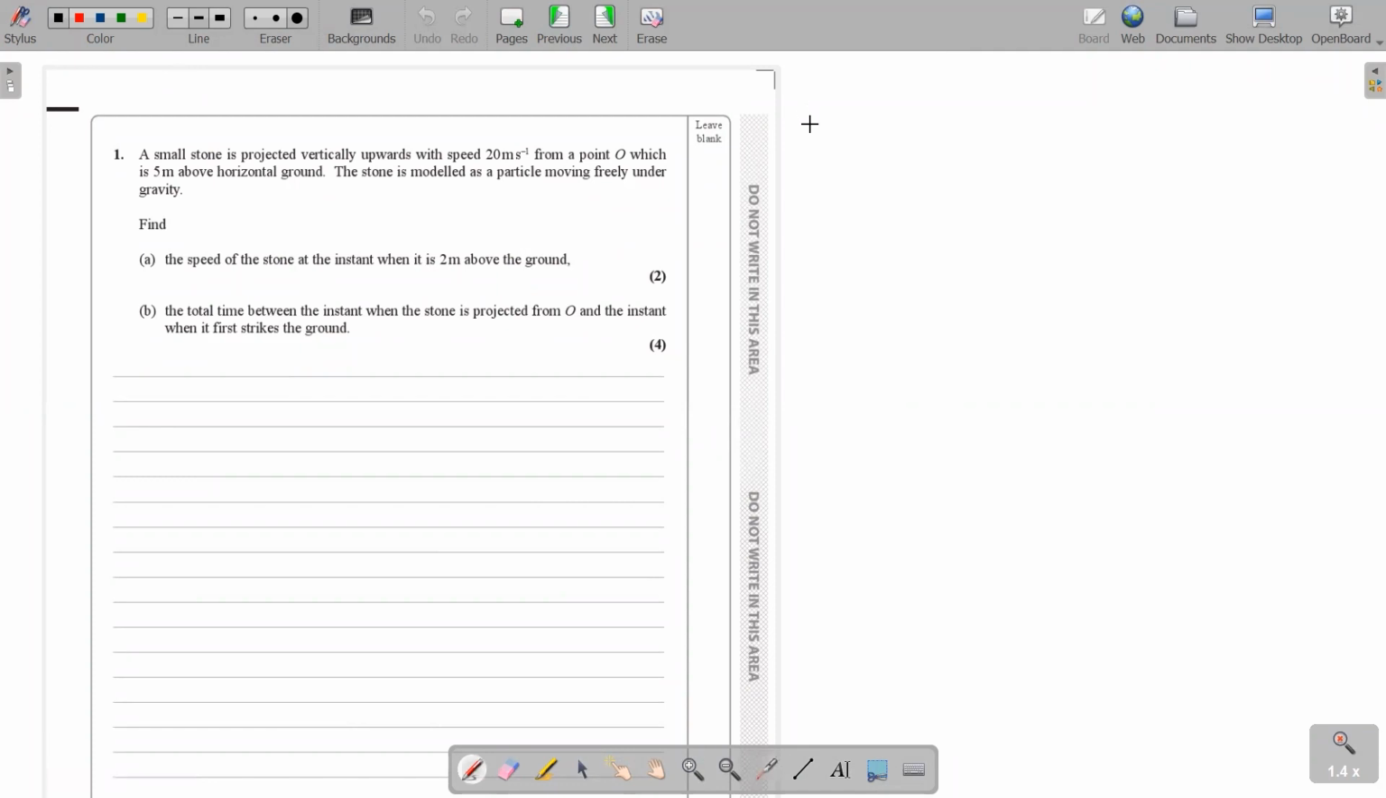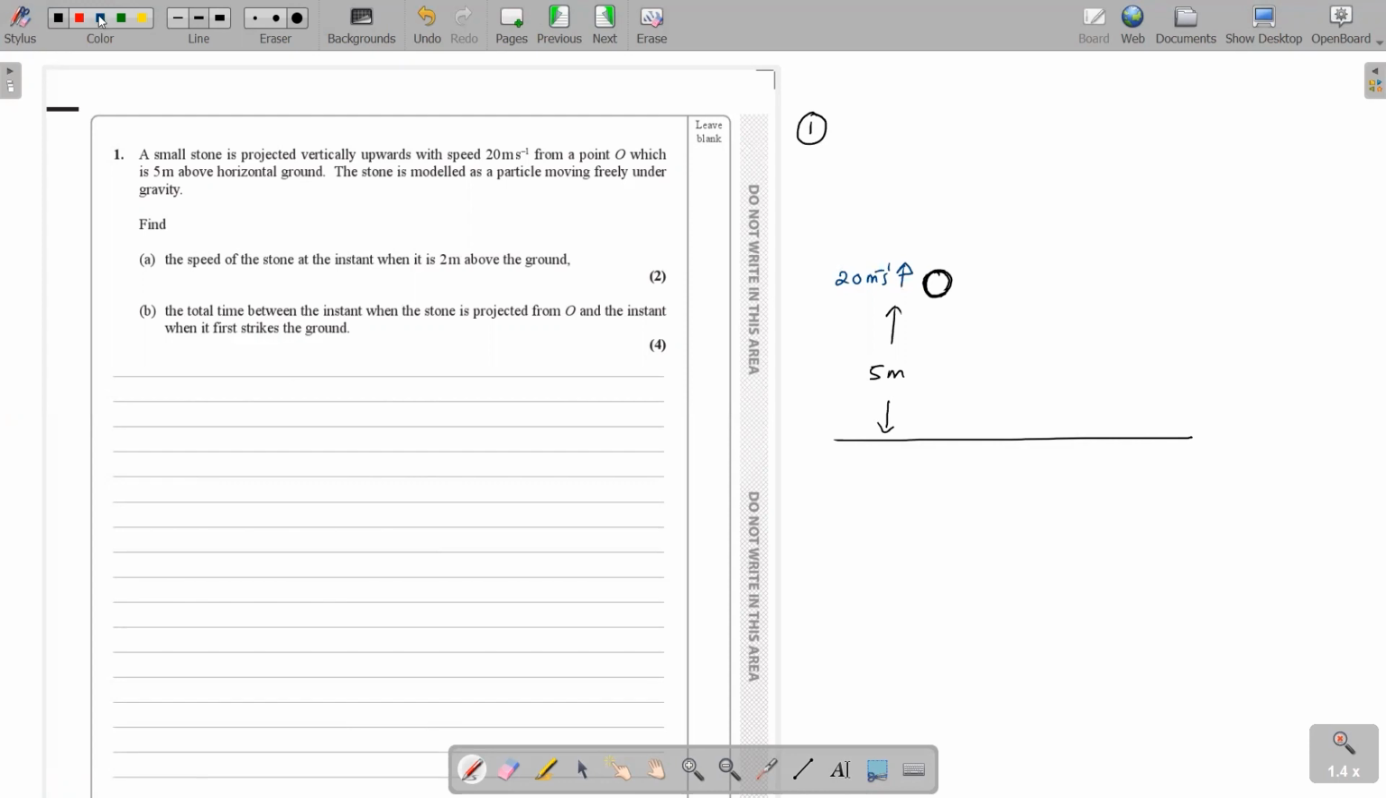Okay, how do we find the speed of the stone? So this is the ground. You are projecting this stone at an initial speed of 20 meters per second from a point O, which is 5 meters above the ground. Sorry, so point O is 5 meters above the ground, right? You are already 5 meters above it, point O. The stone is modeled as a particle moving freely under gravity. Find the speed of the stone at the instant when it is 2 meters above the ground.